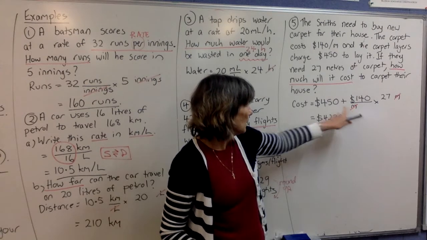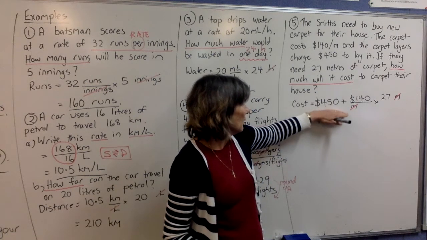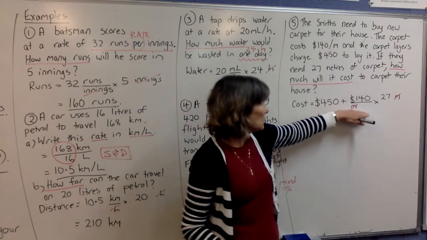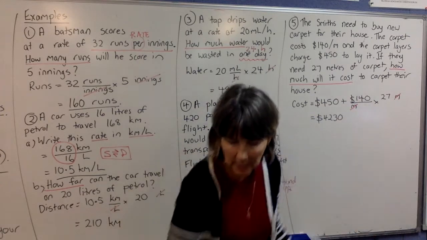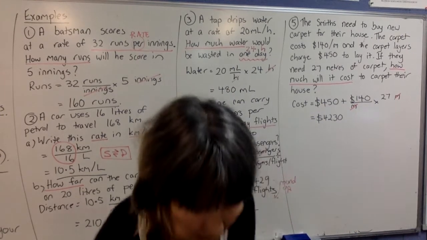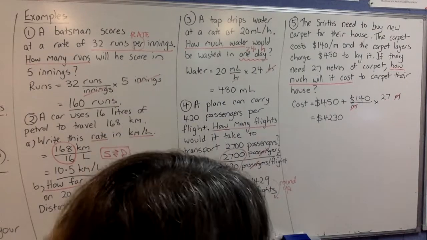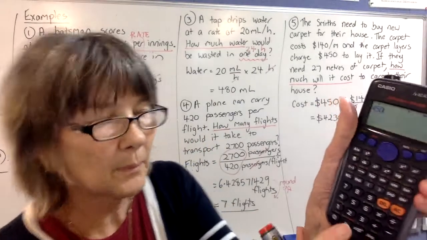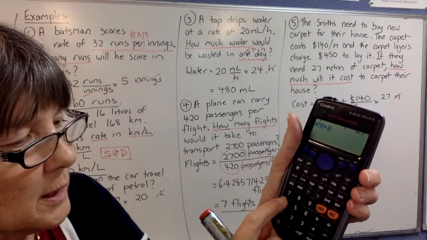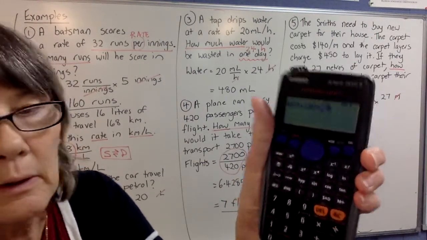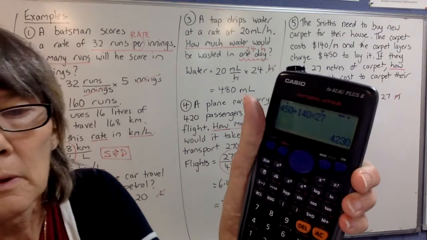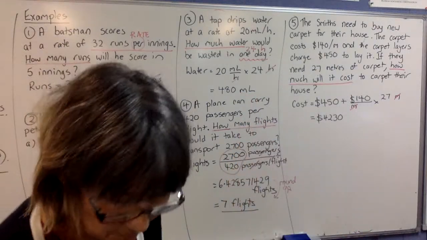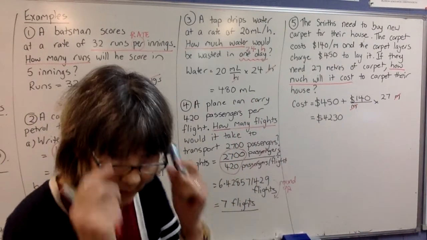So if you put in your calculator 450 plus 140 times 27, let's just do that and I'll show you. So we're pressing in 450 plus 140 times 27 and press equals, 4230. And that's how much money you're going to be paying.